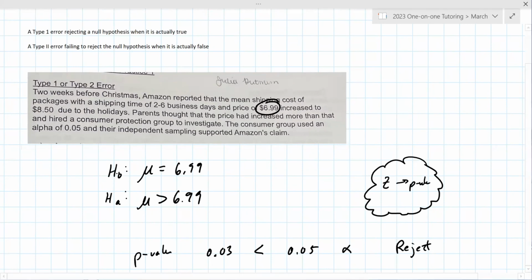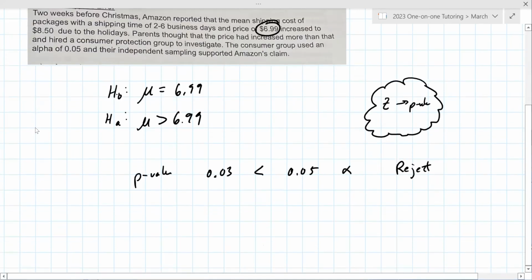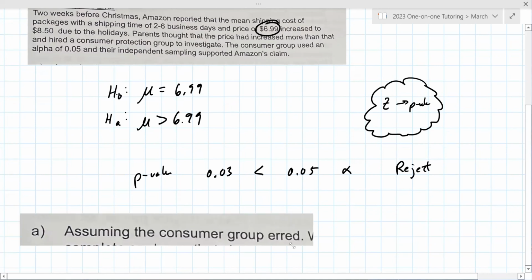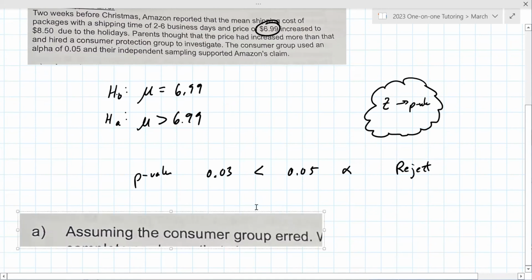So the way this is written is very difficult for me to help you with, because the typical way it's written is not like the way it is in A. So in part A, they're saying, assuming the consumer group erred here. Let me try to, okay. So this is the case where the claim is wrong. Mhm. This HA is wrong. Like they're saying, no, it's not that case.